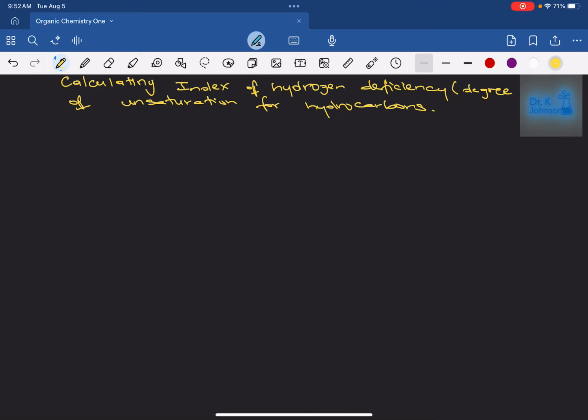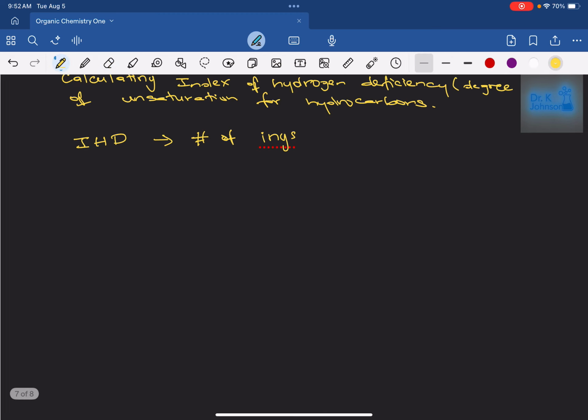Let's talk about calculating the index of hydrogen deficiency, also known as degree of unsaturation, for hydrocarbons. The index of hydrogen deficiency, which is most of the time denoted IHD, tells you the number of rings, your regular polyhedrons, or pi bonds in a molecule.